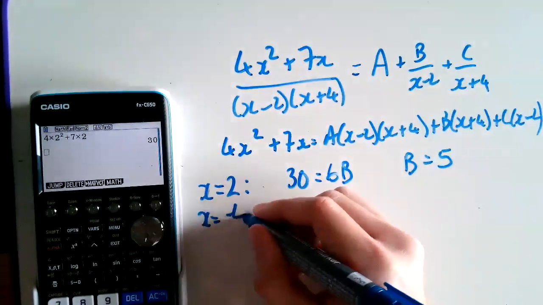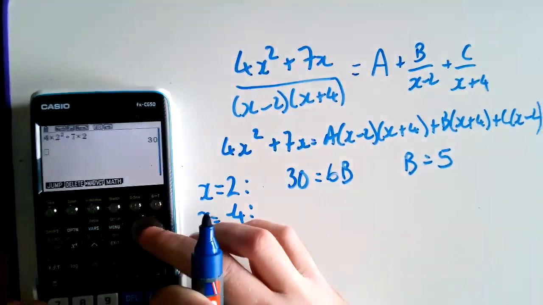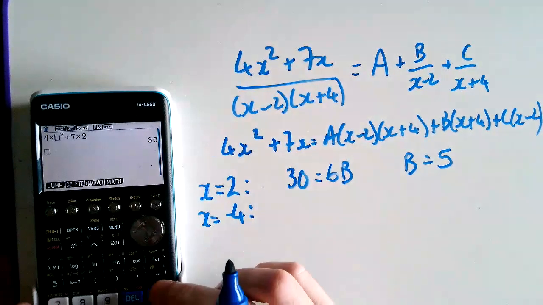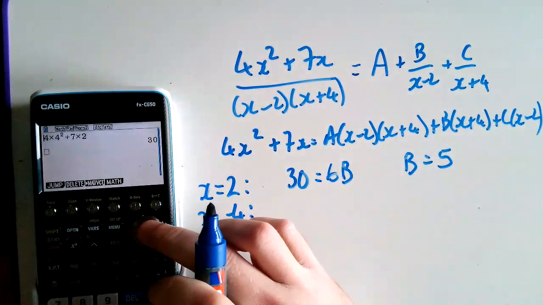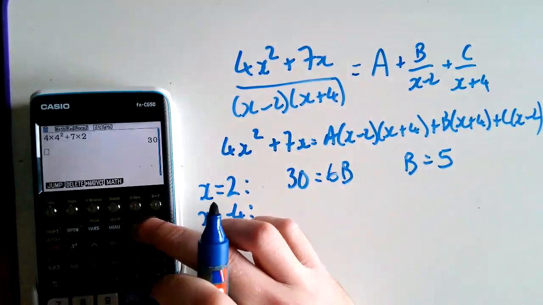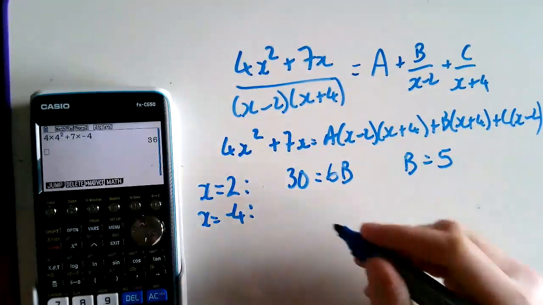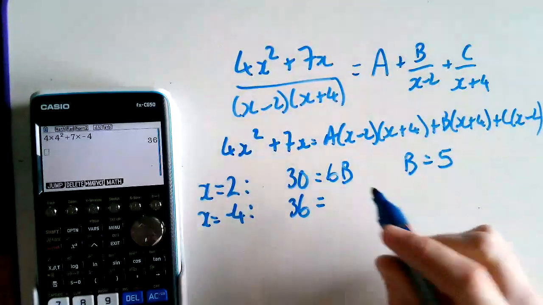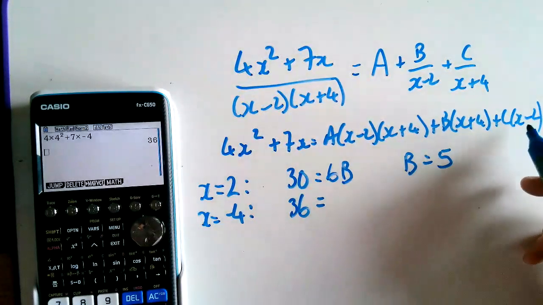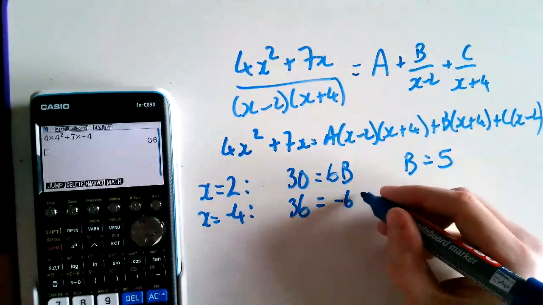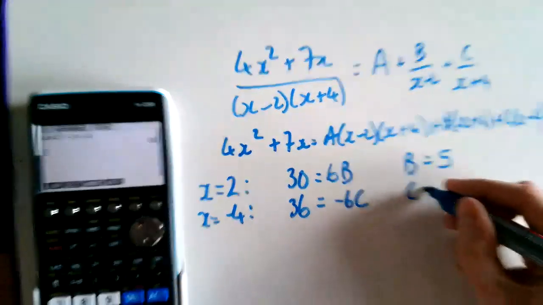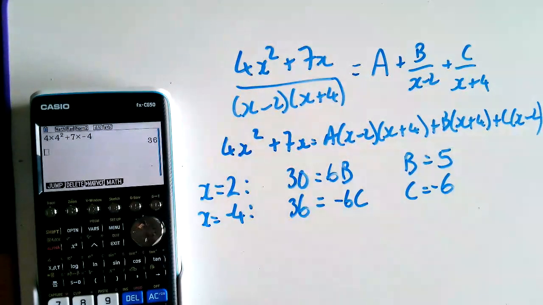Next magic number is minus 4. And minus 4 there gives me 36. That disappears. Minus 4, take away 2 is minus 6. Minus 6c. So c is 6, minus 6 even.